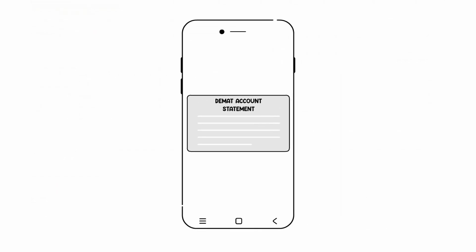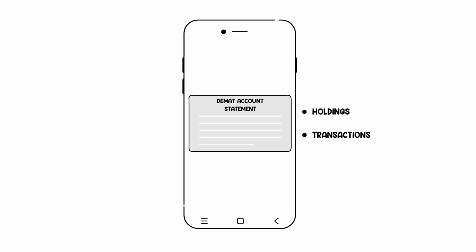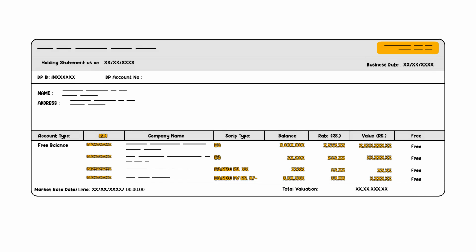You'll also receive a Demat account statement periodically, which provides a snapshot of your holdings and transactions. Here's an example of what the statement looks like. The process may slightly differ for each intermediary.